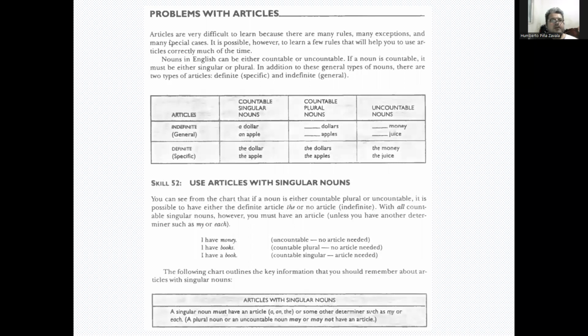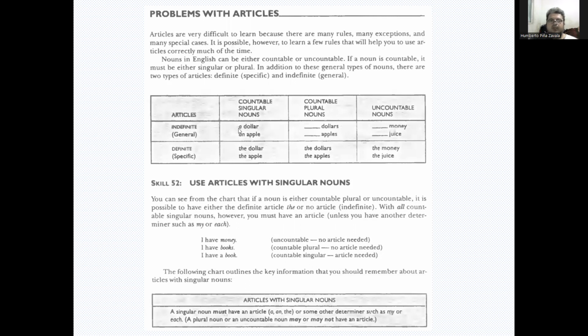Problems with articles. Articles are very difficult to learn because there are many rules, many exceptions, and many special cases. It is possible, however, to learn a few rules that will help you to use articles correctly much of the time. Nouns in English can be either countable or uncountable. If a noun is countable, it must be either singular or plural. In addition to these general types of nouns, there are two types of articles, definite or specific articles, and indefinite or general articles.